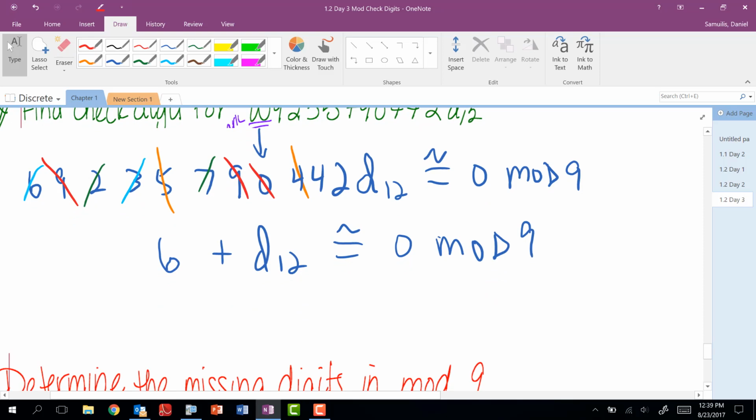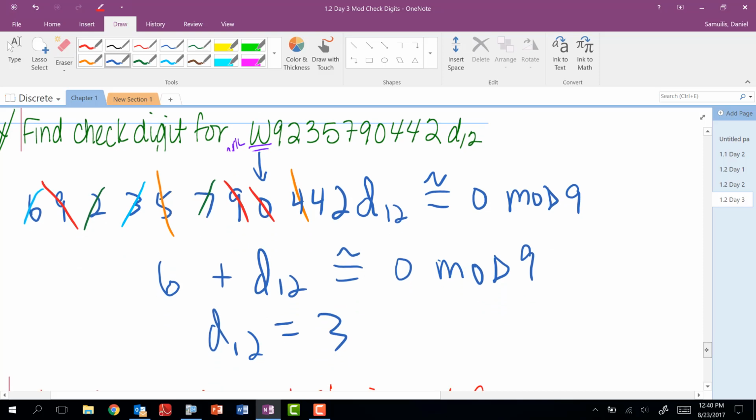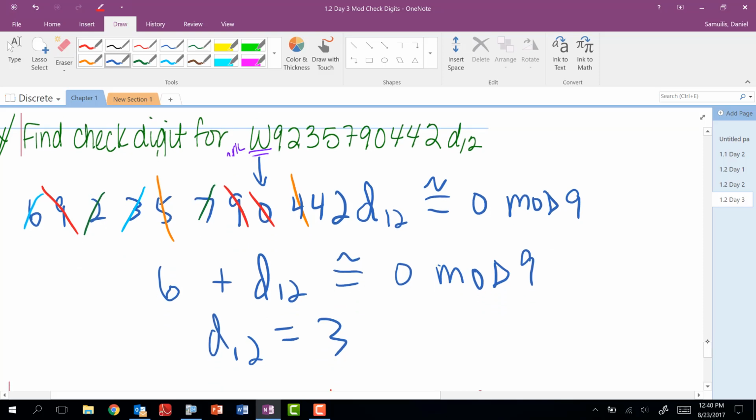So lo and behold, what would D12 have to be to make this sum divisible by 9? And of course the answer is 3. And I'm not rewriting the whole thing. D12 is equal to 3. Find a check digit. So the whole thing would be W, blah, blah, blah, 9, 0, 4, 4, 2, 3. That would be the number.